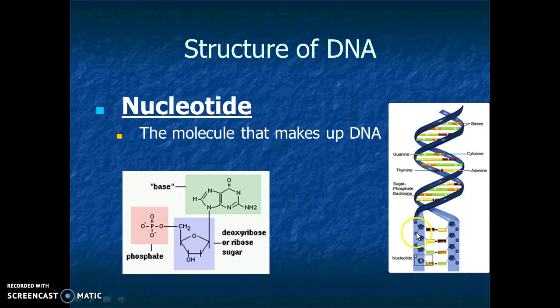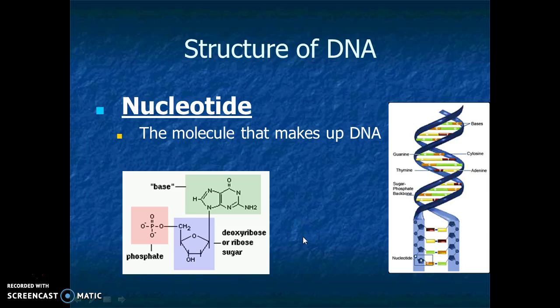And see how they link together? Here's phosphate, here's sugar, here's base. Phosphate, sugar, base. Phosphate, sugar, base. This is your nucleotide. A single one of these is your nucleotide. Look at though. There's 2 sides of this DNA strand. So here's another nucleotide. Here's another one. Guys, these are the monomers. They link together to form the polymer of DNA.